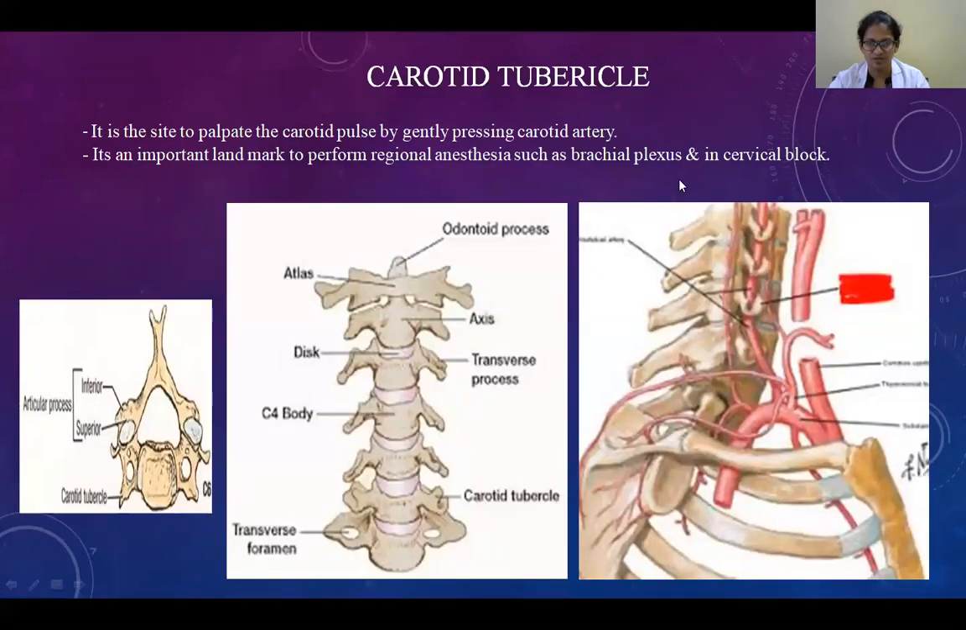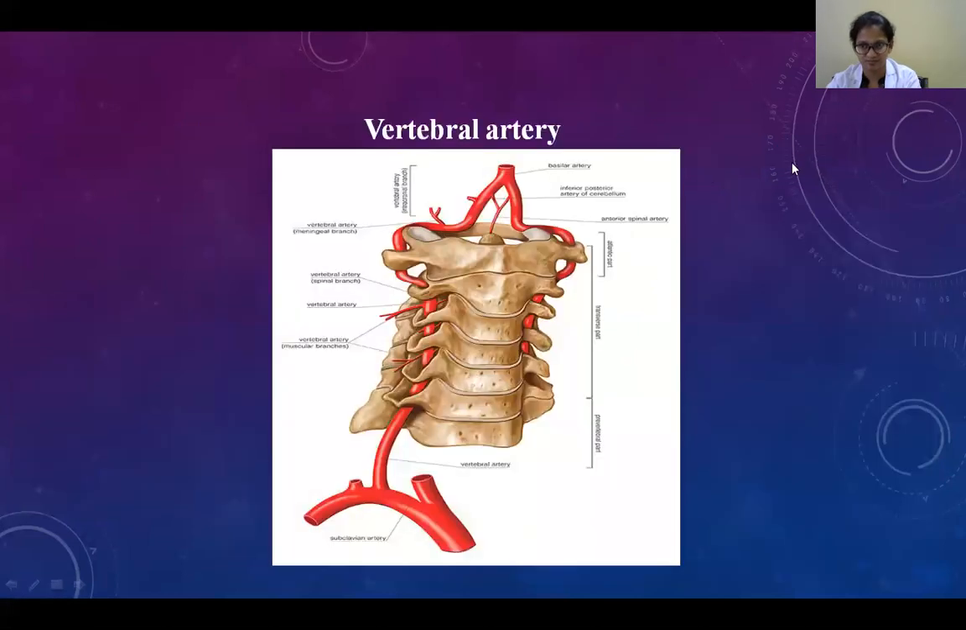Next, coming to the carotid tubercle. The anterior tubercle of the sixth cervical vertebra is larger, so this is called the carotid tubercle. Here, the carotid pulse can be felt by gently pressing and seeing the pulsation of the carotid artery. This is an important landmark for regional anesthesia such as brachial plexus blocks and cervical plexus blocks.